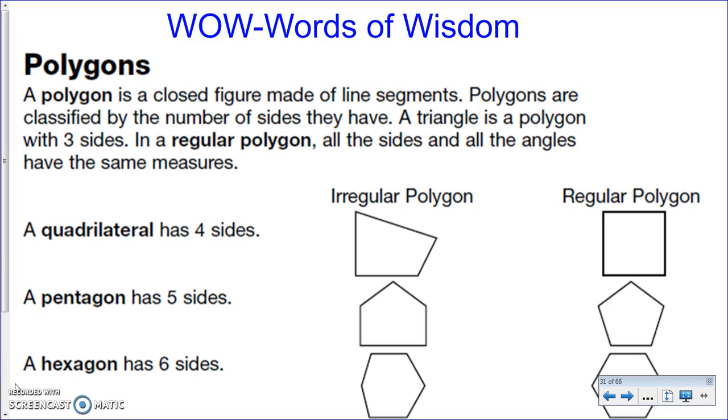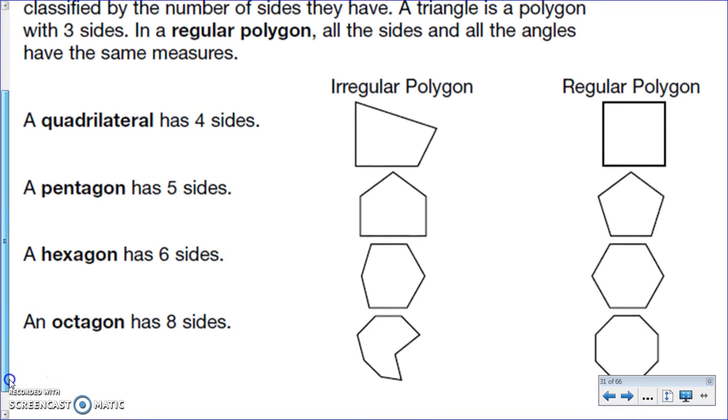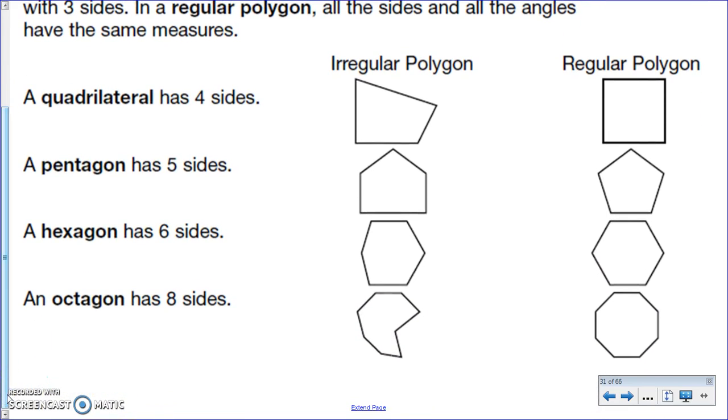Here in our example, we have examples of irregular and regular polygons for each of the ones listed on the left. So a quadrilateral has four sides. We can see under the irregular polygon that the sides are not the same length, whereas in the regular polygon, all sides of the quadrilateral are the same length. A pentagon has five sides, a hexagon has six sides, and an octagon has eight. And for each one, they've given us an irregular example, where the sides are not the same length, and a regular example where all the sides and all the angles are the same.